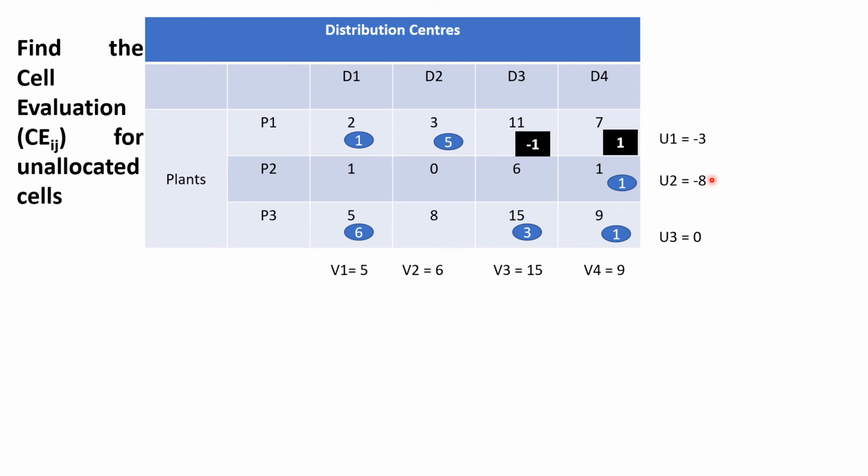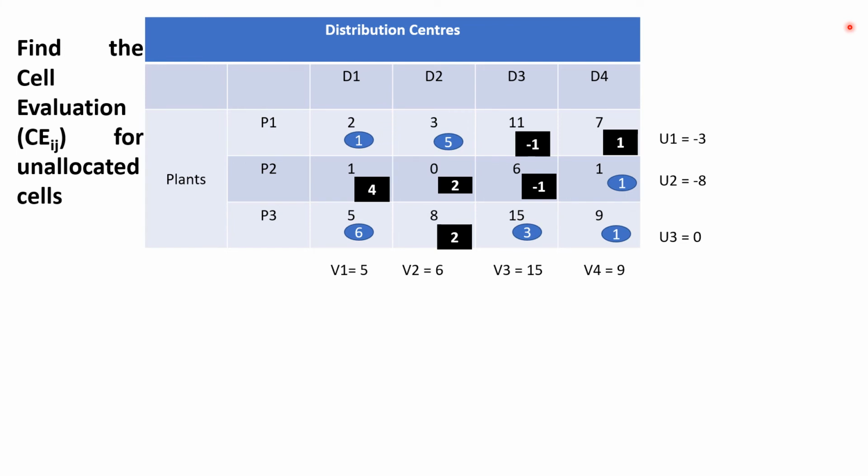Here, it's minus 8 plus 5. That means minus 3. So 1 minus minus 3 gives you 4. Here, minus 8 plus 6 gives you minus 2. So 0 minus minus 2 gives you 2. Here, it is minus 8 plus 15. That means 7. So 7 is to be subtracted from 6. So 6 minus 7, again we get minus 1. And for this, which is an unallocated cell, again we have to find out the cell evaluation. So 0 plus 6 is 6. 6 is to be subtracted from 8, that gives you 2.